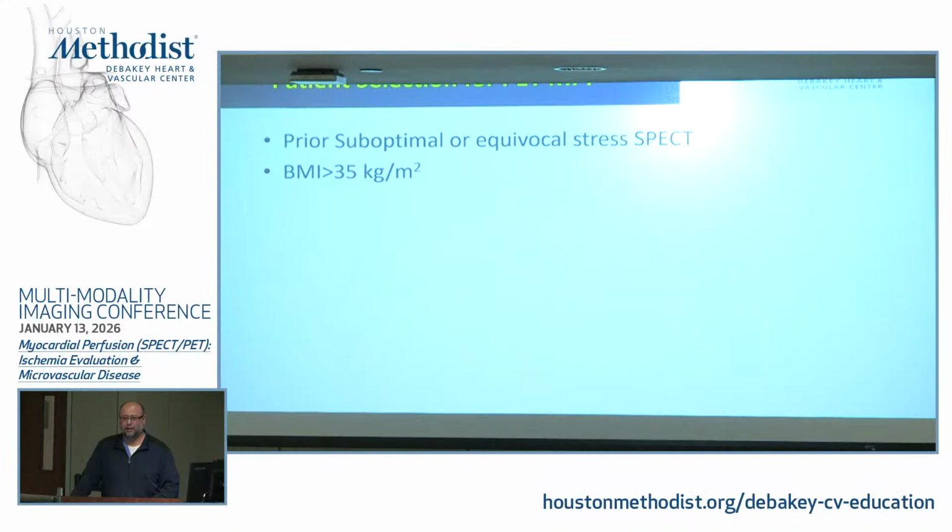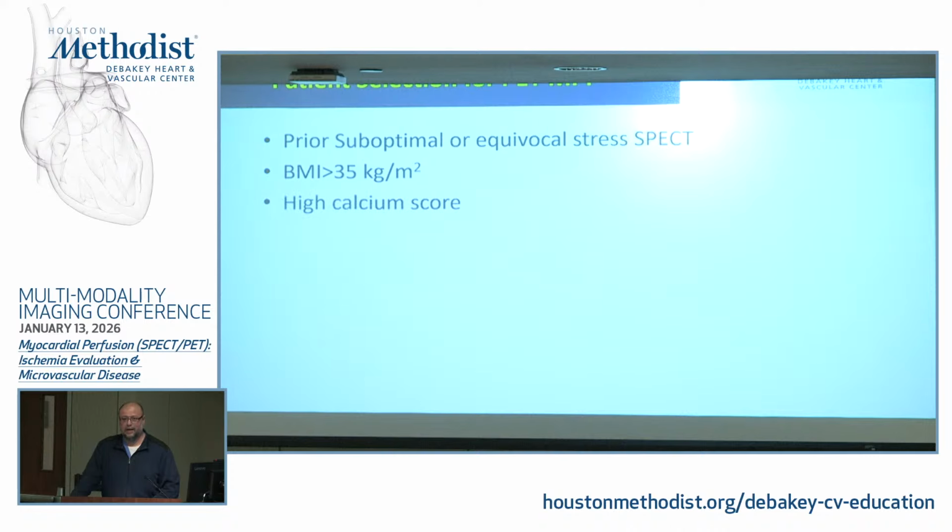Obviously, once the BMI becomes high, all imaging modalities start to suffer, but we've shown you that many of these patients have better image quality with PET, and most insurances would approve BMI above 35, but there is one carrier that will insist on it being 40 or so.